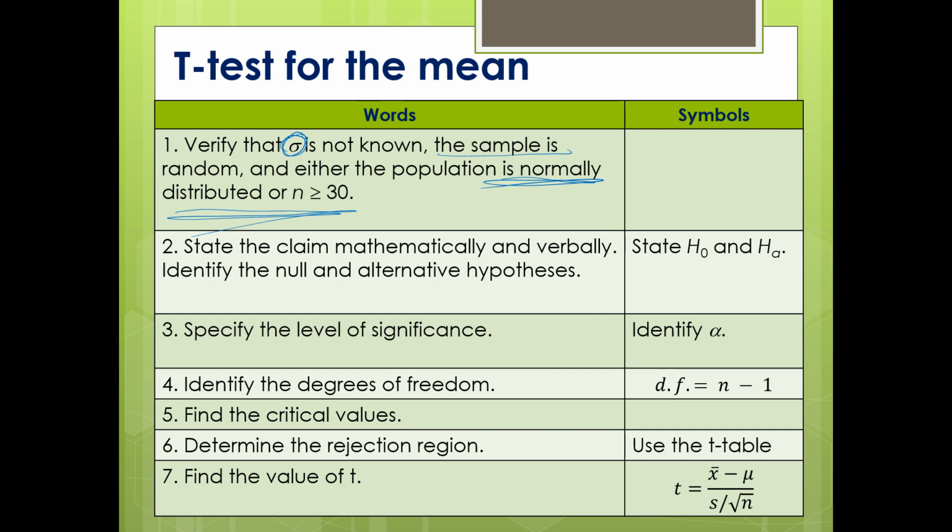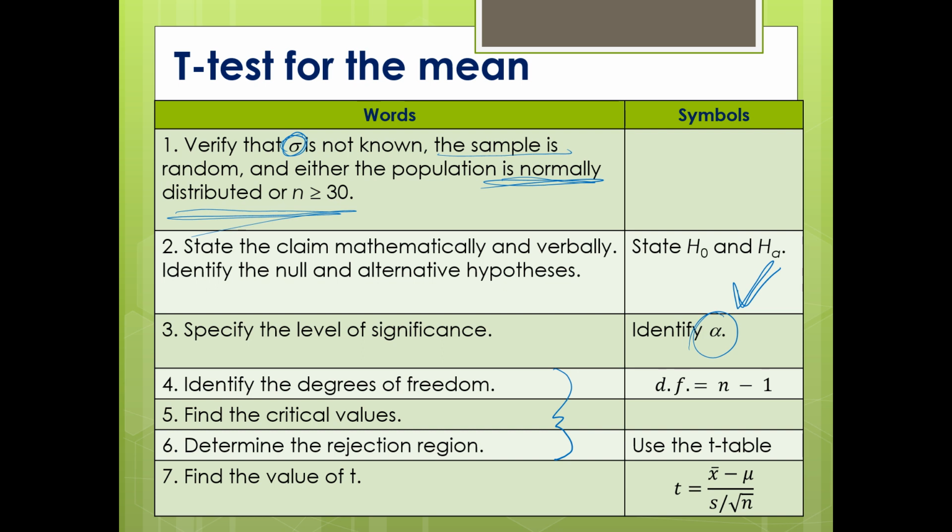Just like in our other sections, you're always going to start with your null and alternate. You're going to make sure you know what your alpha is. Now, for steps 4, 5, and 6 here, we are going to do that. That's what we just did on the last 3 slides.